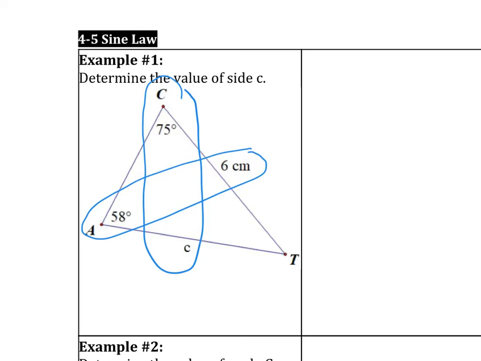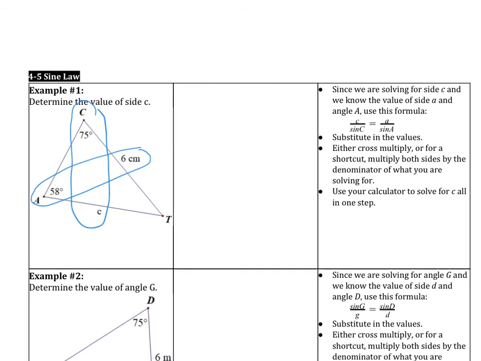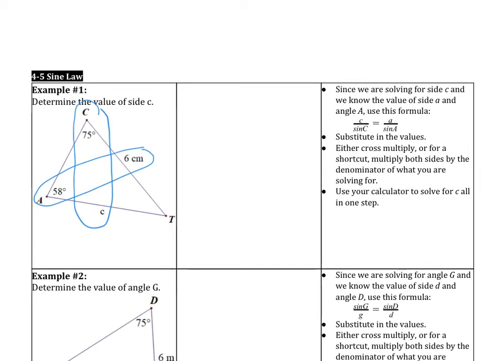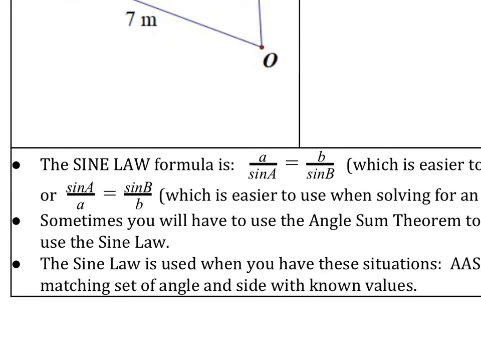Now, to fill out the formula, that's going to be your first step. Since our matching set is side a, and what we're solving for is side c, we're going to be using this formula here. Even though the formula says a over sine A equals b over sine B, you can switch these letters to whatever. This could be p over sine P and k over sine K. It just depends on what the letters are.